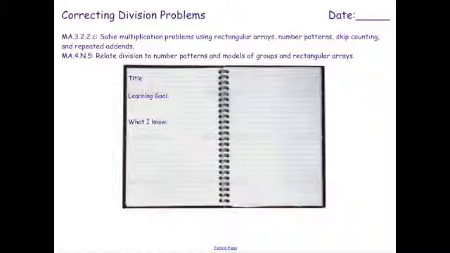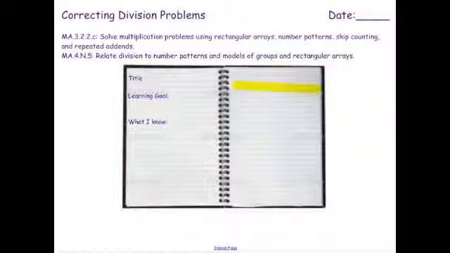Correcting division patterns. Common Core MA 322C and MA 4N5. What we're going to do today is solve multiplication problems using rectangular arrays, number patterns, skip counting, and repeated addends. And this is just a standard that talks about what we're doing again today. But the main idea is that we're going to relate division to number patterns and models of groups and rectangular arrays.